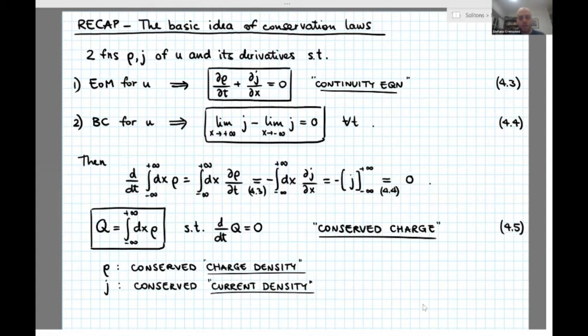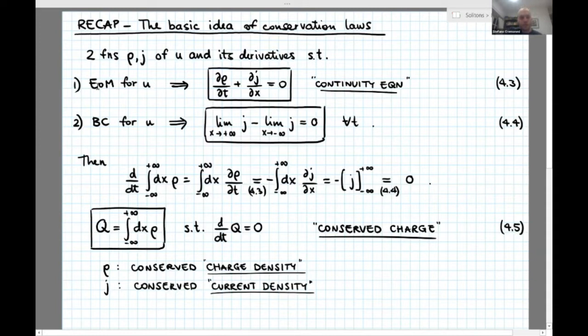This week we'll focus on conservation laws. So last time I introduced the basic idea of a conservation law. In general, a conservation law is something that tells us that a certain quantity does not depend on time. And we will follow a general strategy to derive a conservation law, which I introduced at the end of the previous lecture. So what we want to do is to look for two functions, rho and j, of the field U and its derivatives, such that they obey two conditions.